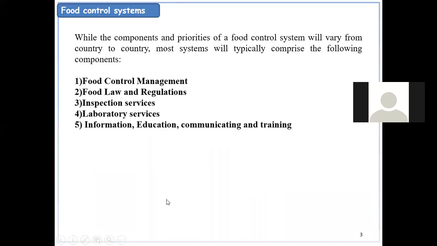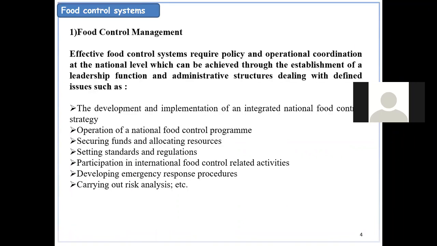Okay, so why do the components and priority of a food control system vary from country to country? Irrespective of whether we have modifications between the countries, all the way we have to respect this hierarchy, starting by a managerial level and comprising the 4 departments that I already talked about: the food laws and regulation, the inspection services, the laboratory services, and the 4th department, which is information, education, communicating, and training.